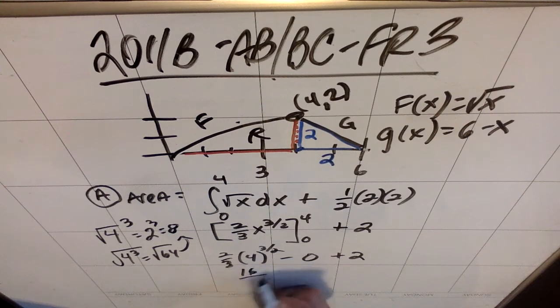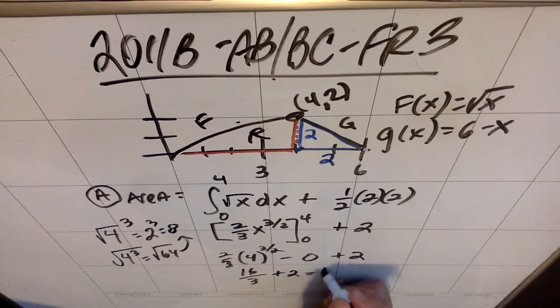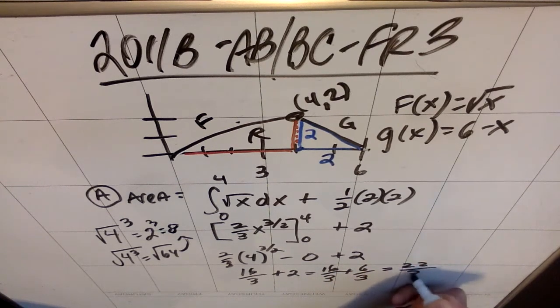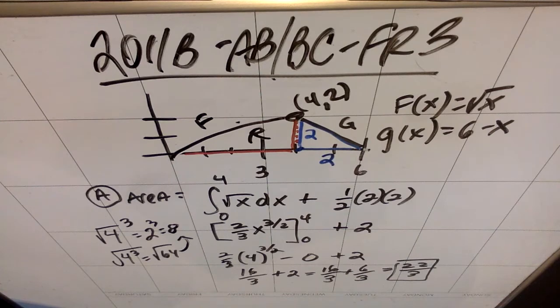So we get 16/3 plus a 2, which is 16/3 plus 6/3. So our answer is 22/3. That's your part A.